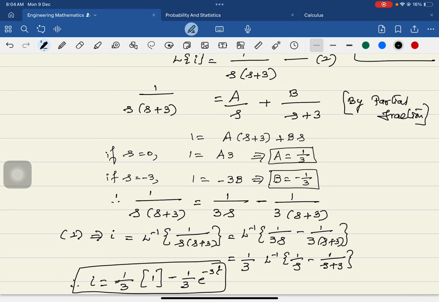I hope you could understand. So this is the application of the Laplace transformations, the application of Laplace transformation in differential equations. I hope you could understand.